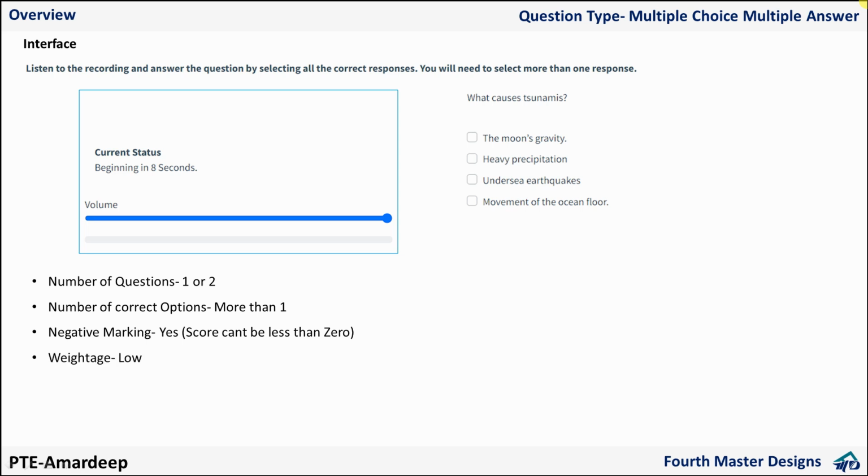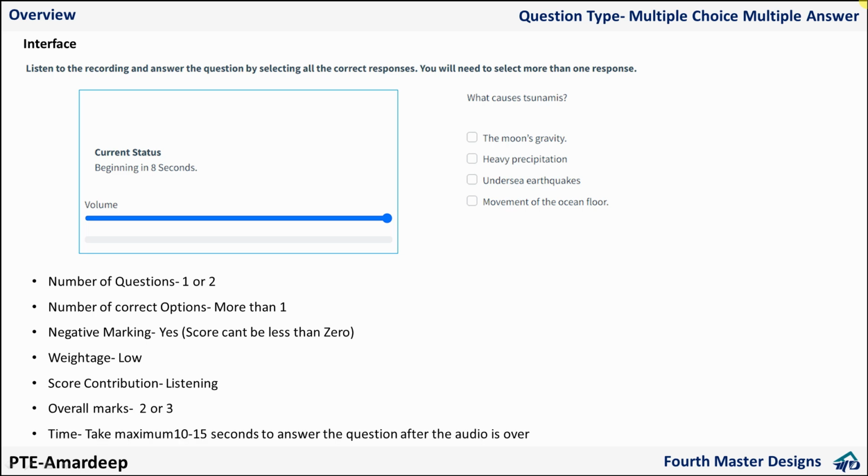Then weightage of this question is low. This question contributes to listening module, and since weightage is low, maximum marks are like 2 or 3. It depends. So do not focus too much on this question. And time, again, since weightage is less, do not spend that much time here. Keep that in mind.